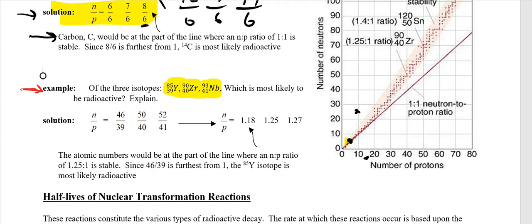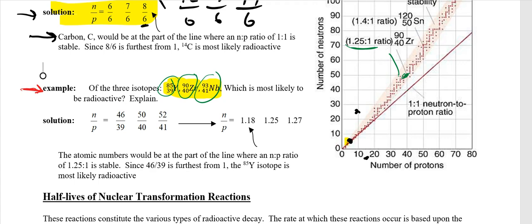We're about up in here of the zone of stability, and that means we're looking for about a 1.25 to 1 ratio. Well, let's see what ratios we got. Calculate the ratios using the numbers, but remember we need neutrons. The atomic mass is neutrons plus protons, so you got to subtract.